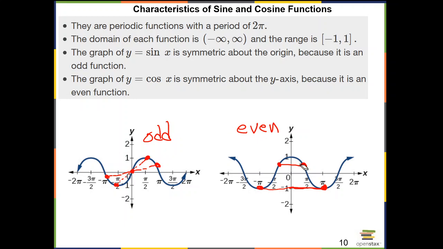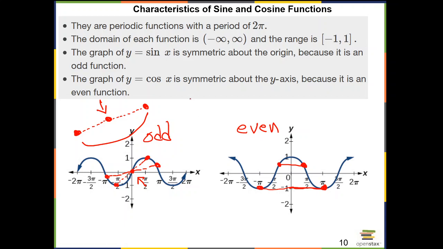So cosine is symmetric with respect to the y-axis and sine is symmetric with respect to the origin, right? Symmetry with respect to a point is that if there's a point here, you want to find a symmetric point with respect to that point. You connect to that point and, in the same direction, you go to the other side of the point, and these 2 points are symmetric with respect to this point.